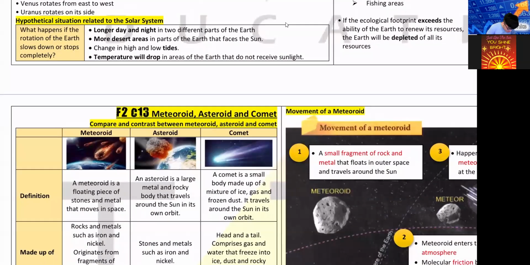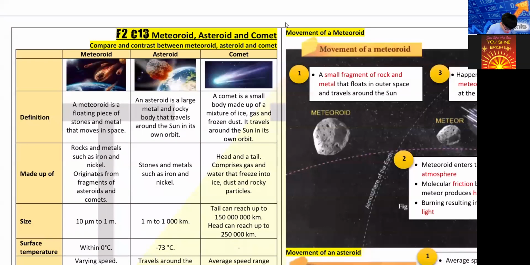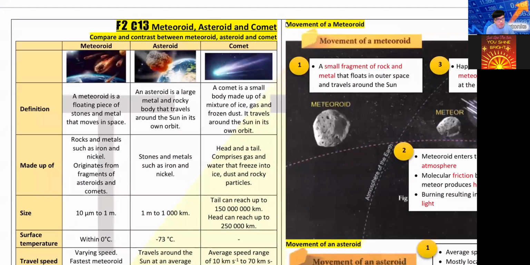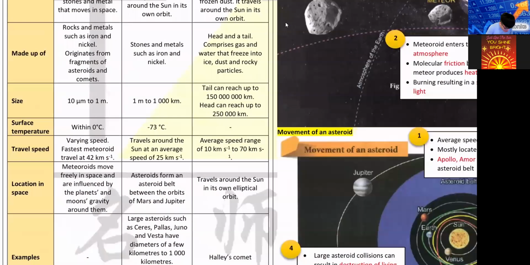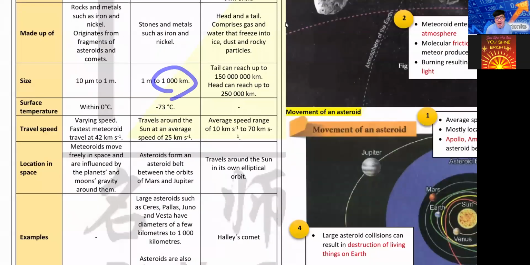Next, moving on. What is meteoroid, asteroid, and comet? This is really simple. Meteoroids are small stones. Asteroid is a big stone, really big. How big? They can be 1,000 kilometers. 1,000 kilometers is Peninsula Malaysia. Imagine a Malaysia-sized stone crashing down. Well, you better be running and praying because we'll all be dead.